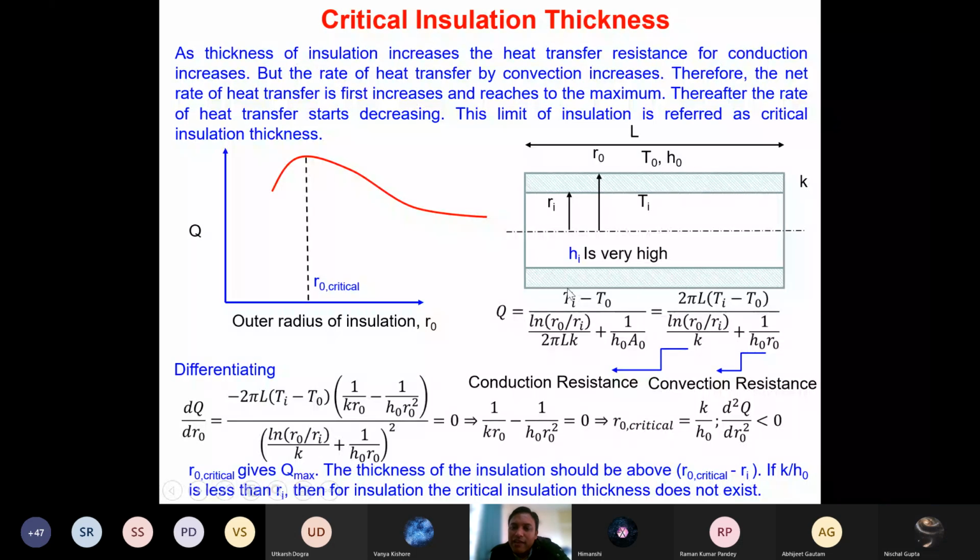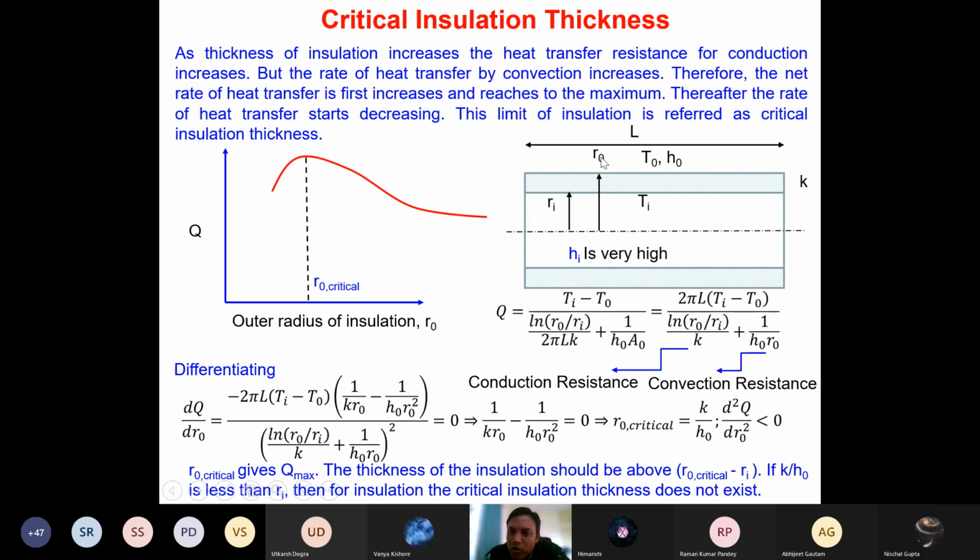Again, if I multiply by this 2πL here, we get R0 here, isn't it? h0 R0. Now I want to find out the insulation thickness. So what will be the insulation thickness? Insulation thickness will be R0 minus Ri. Do you all agree?